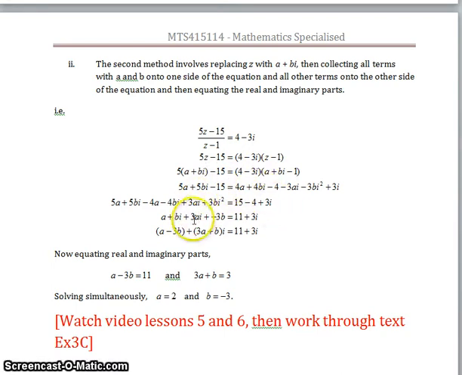Simplifying that and collecting it so that we've got our real parts here and our imaginary parts here, now we're going to equate them. So a minus 3b equates to 11, because remember, if two complex numbers are equal, the real and imaginary parts must be equal. So a minus 3b must be equal to 11, and 3a plus b must be equal to 3. Then we've got some simultaneous equations that we can solve. In so doing, we find a equals 2 and b equals negative 3.